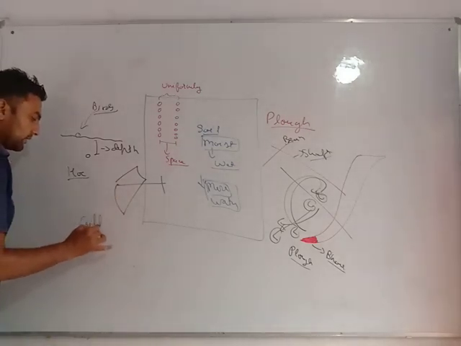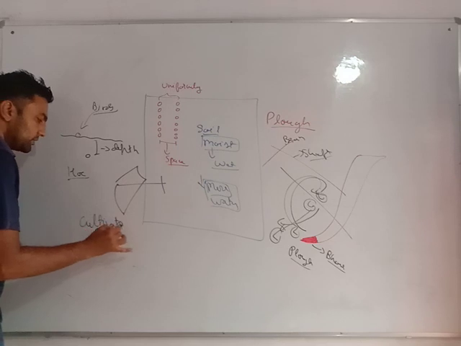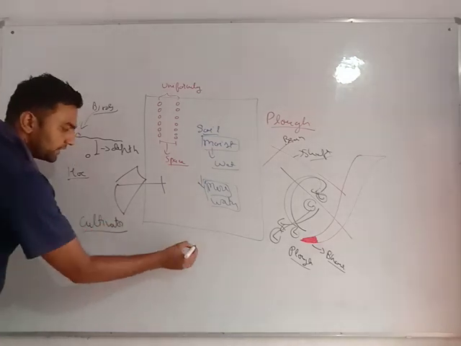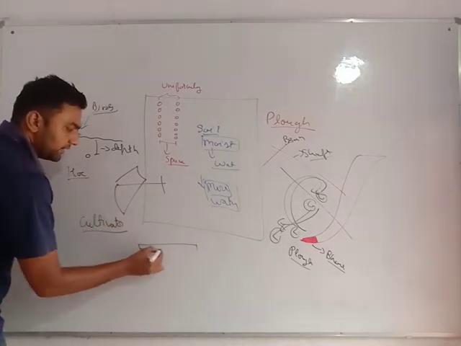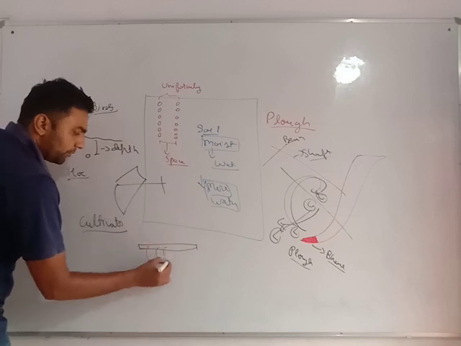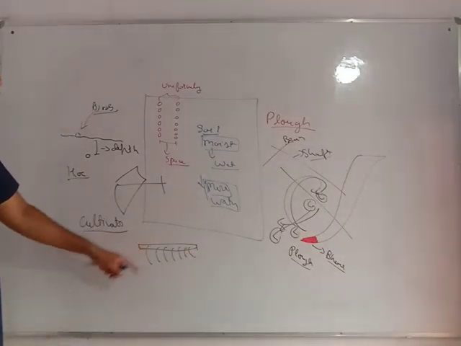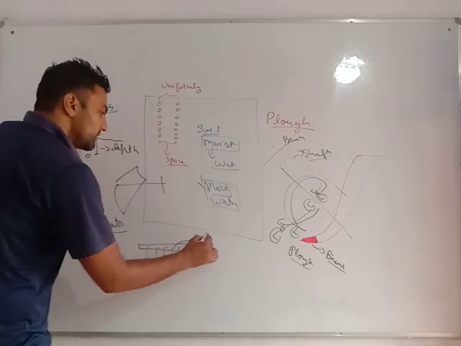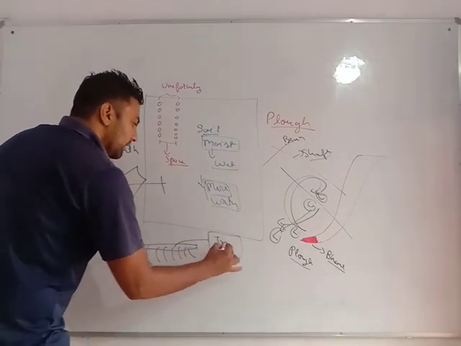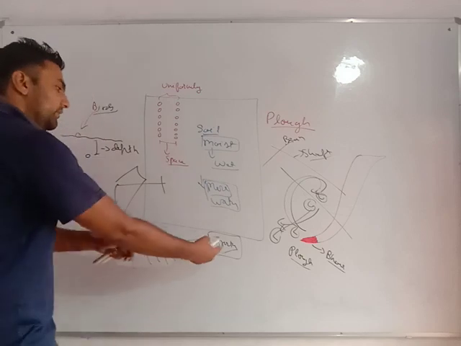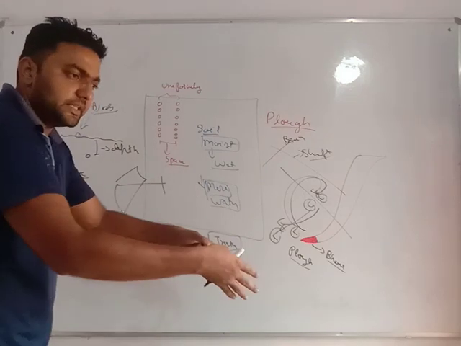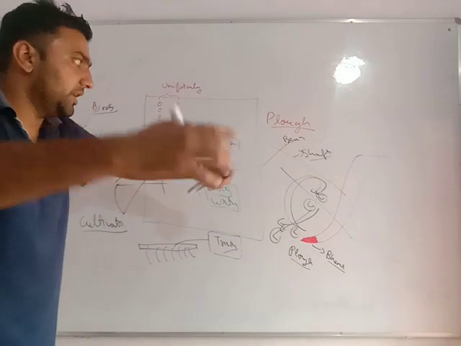Nowadays, a cultivator is being used with a tractor. What is a cultivator? In a cultivator, there are many small plow-like shafts, okay, in these shares, and this cultivator is being pulled by a tractor. So with the same tractor, at one time, we can plow a large area.